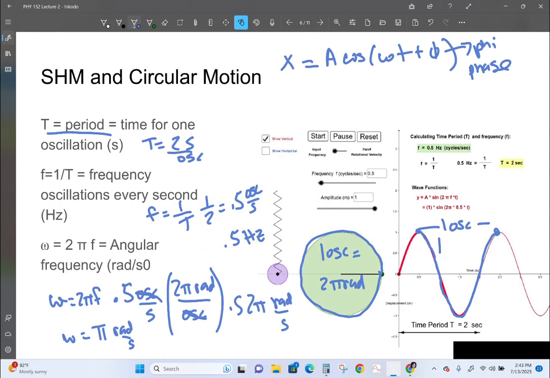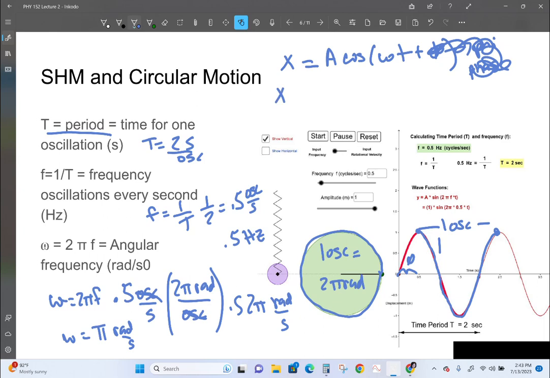We didn't start taking data when it was at its maximum highest point. We started taking data when it was at its lowest, at its midpoint, this equilibrium point. So this is shifted a certain number of radians. For right now, we're not going to worry about that unless I tell you what it is.